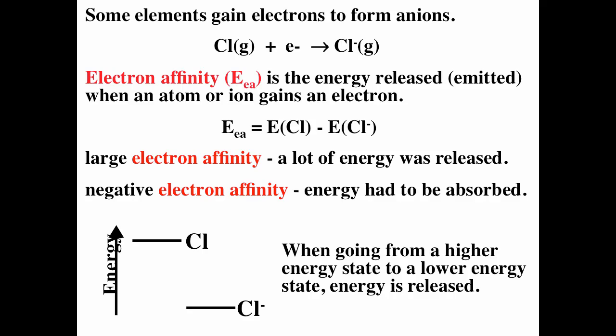Electron affinity is the energy released when an atom or ion gains an electron. And so the larger the electron affinity, the more energy that was actually released. Now, if you have a negative electron affinity, that means energy was absorbed. And so if energy is released, you're going from something less stable to something more stable, releasing energy. And so with ionization energy, they're always positive. Electron affinities can be positive or negative.